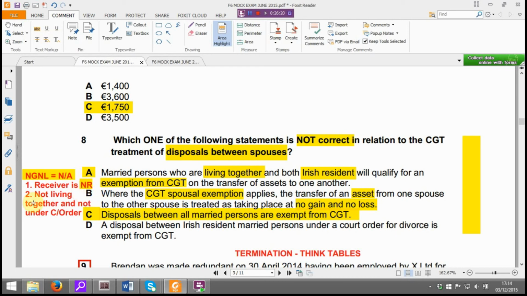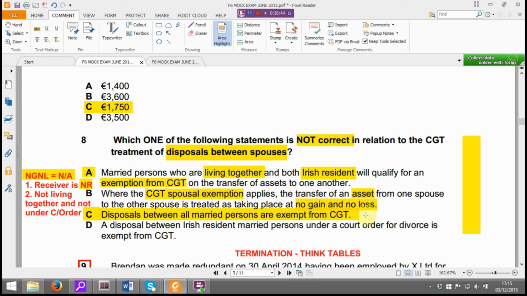And the only other situation is if they're not living together and the transfer is not made under a court order. Okay, you'll notice that D here shows that the transfer is being made under a court order. So a little bit more detail than I think we require, but certainly included within your mock exam, and it may have caused you a few issues.